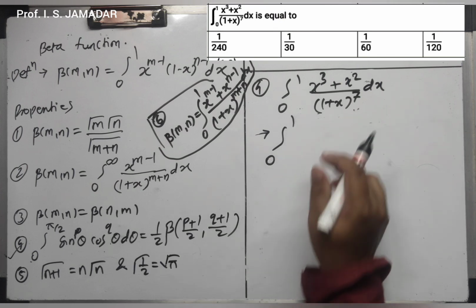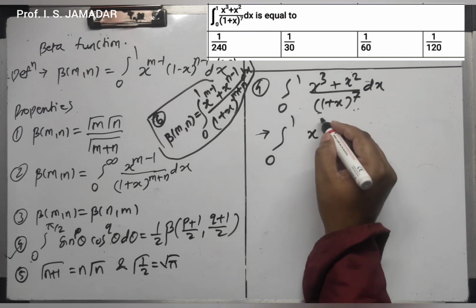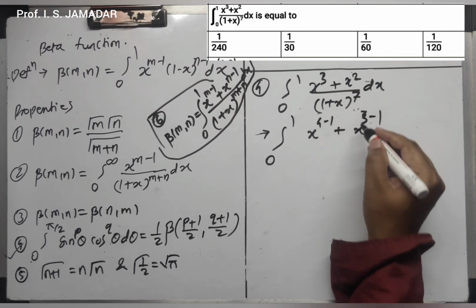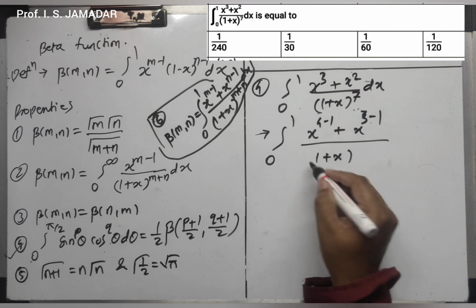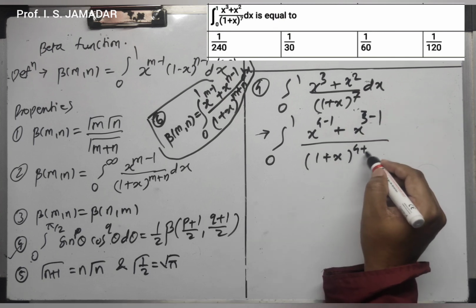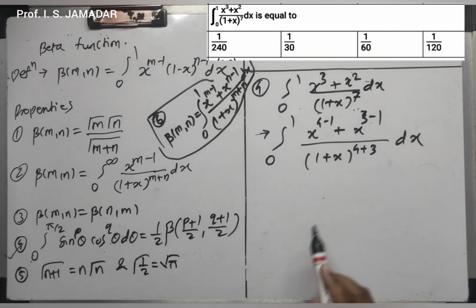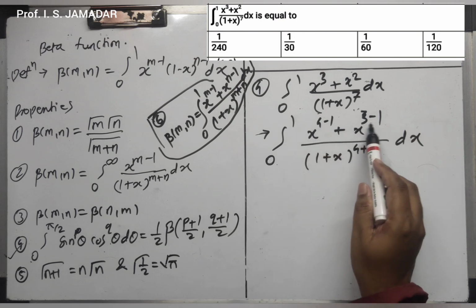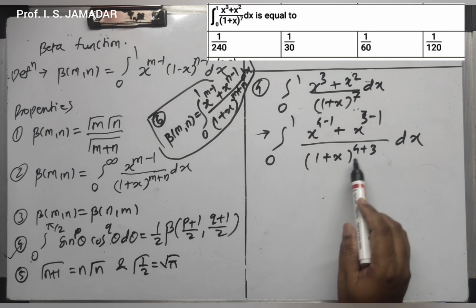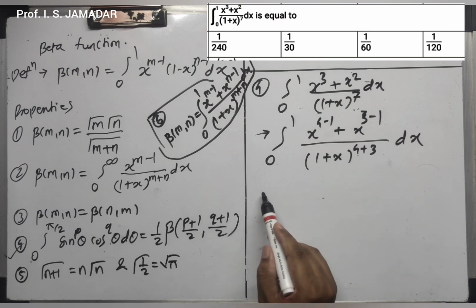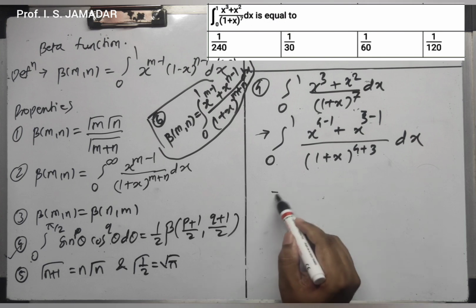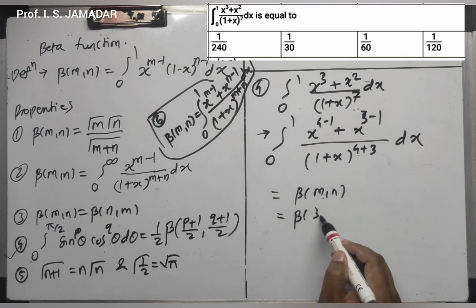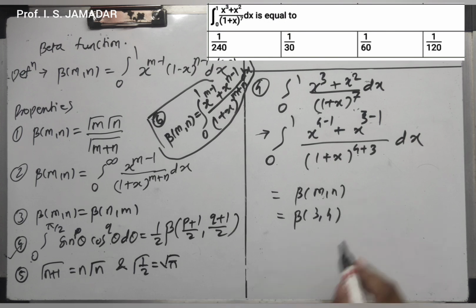That is, integration 0 to 1. This given integral we can write as x raised to 3, that is 4 minus 1, plus x raised to 2, that is 3 minus 1, divided by 1 plus x raised to 7, we can write as 4 plus 3, dx. So you can see that this is in the form of integration 0 to 1 x raised to m minus 1 plus x raised to n minus 1 upon 1 plus x raised to m plus n, with m as 4 and n as 3. So it is equal to beta of m, n, that is beta of 3, 4.